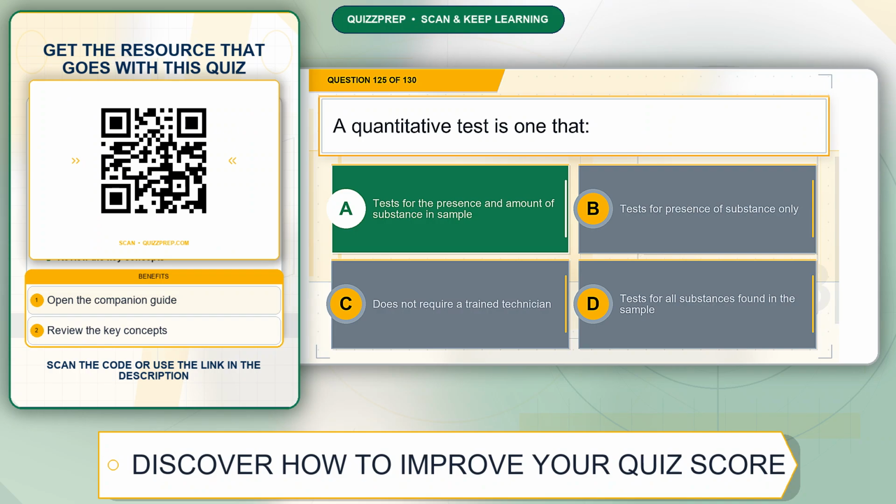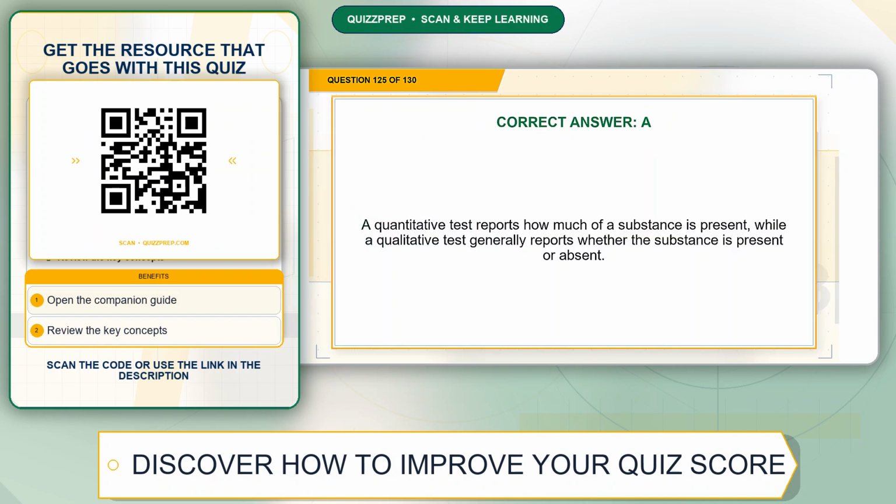The correct answer is Option A, tests for the presence and amount of substance in sample. Explanation. A quantitative test reports how much of a substance is present, while a qualitative test generally reports whether the substance is present or absent.